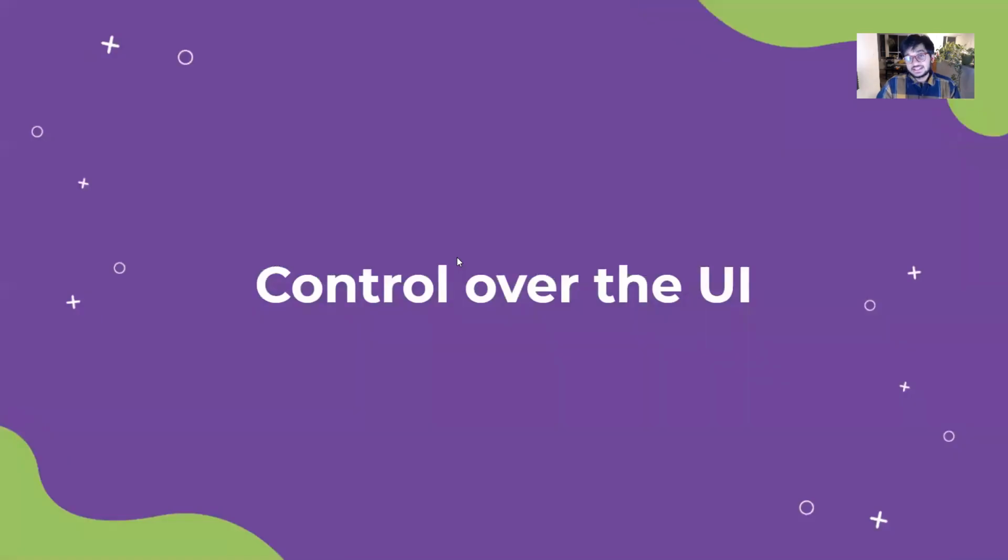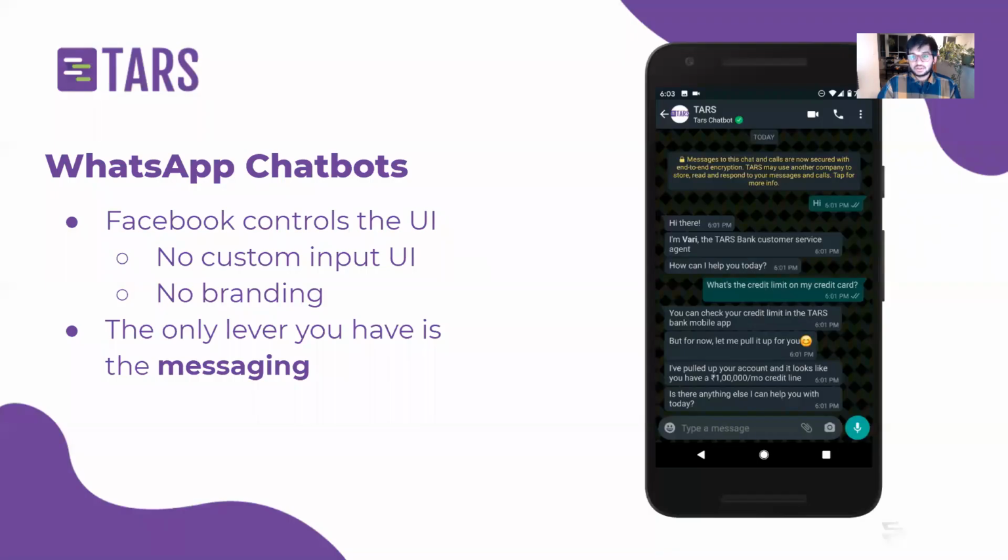Now moving on to the second factor that you guys need to consider, control over the UI. This is a big one. In WhatsApp chatbots, since the conversation is happening in the WhatsApp app, you have no control over the UI. That is completely designed by the people at Facebook and the people at WhatsApp. They decide how the UI is going to look. They decide what input UIs you can use. They've already decided for you guys that you can't have any branding in there.